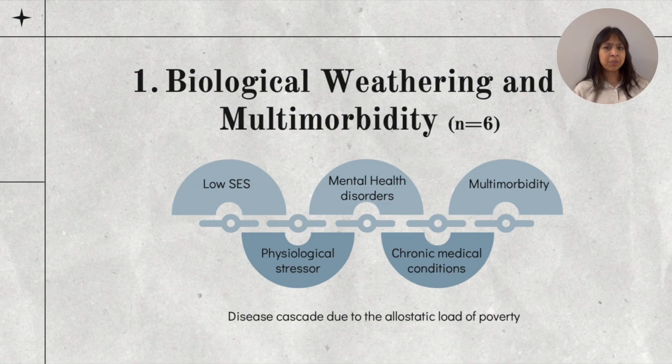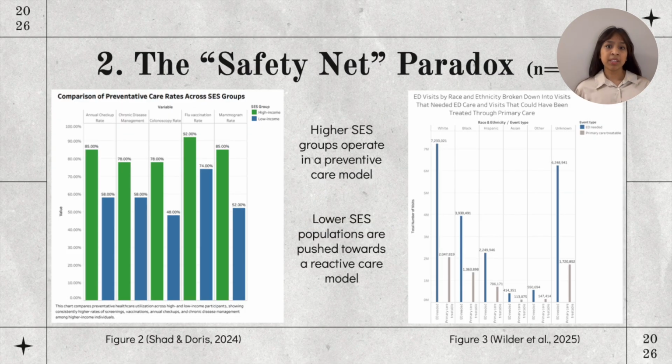Research also identified a predictable disease cascade among lower income populations. Mental health conditions often appear first, followed by chronic physical illnesses such as liver disease, heart disease, lung disease, and eventually cognitive decline. As a result, lower socioeconomic populations experience higher levels of multimorbidity and greater clinical needs over their lifetime. The second theme that we identified was the safety net paradox, which describes major differences in healthcare utilization.